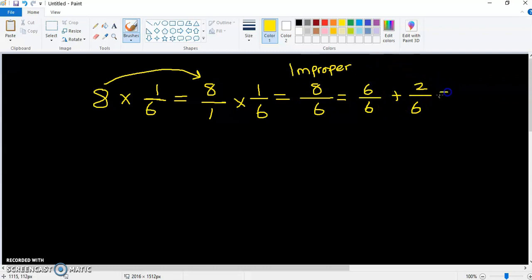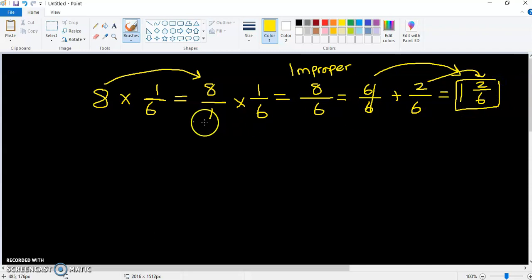And how do we rewrite that? Well, we have a whole fraction. So what you do is you kind of exchange that whole fraction for the whole number 1. So 6 out of 6 becomes 1. And my fraction that's remaining is 2/6. So my whole number, or my final product, is 1 and 2/6.